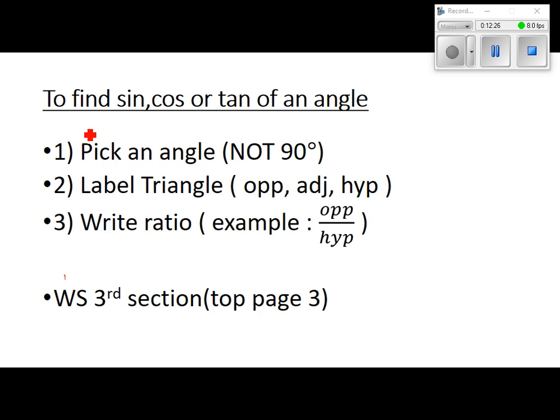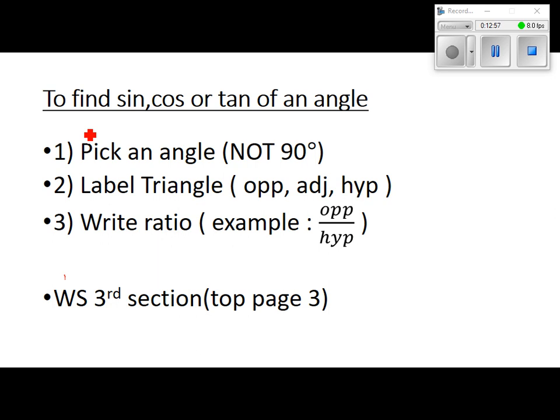Next thing, to find the sine, cosine, or tangent of an angle, there's nothing to fill in on this because we're going to do some stuff together. To find the sine, the cosine, or tangent of an angle, you pick the angle that you want to deal with. Again, which angle are you not going to pick? Right. The right angle. Don't pick it. Label the triangle: opposite, adjacent, and hypotenuse. Then you write the ratio: opposite over hypotenuse, adjacent over hypotenuse, opposite over adjacent, whatever it is. That'll be your sine, cosine, or tangent, whichever one you're on.